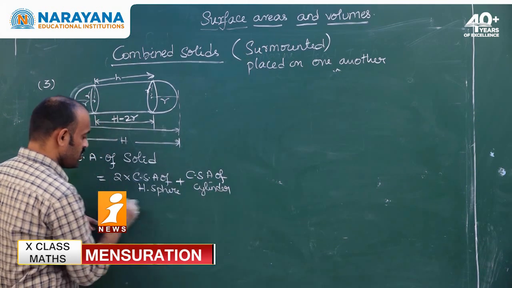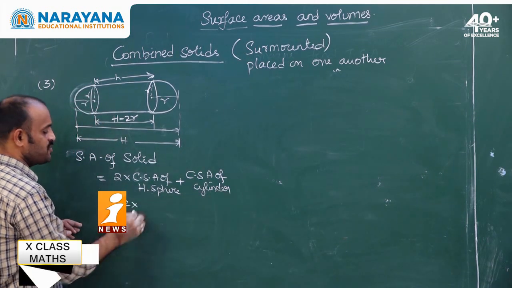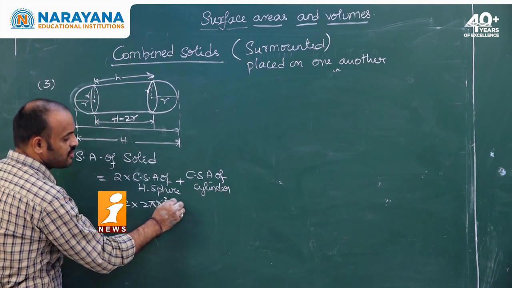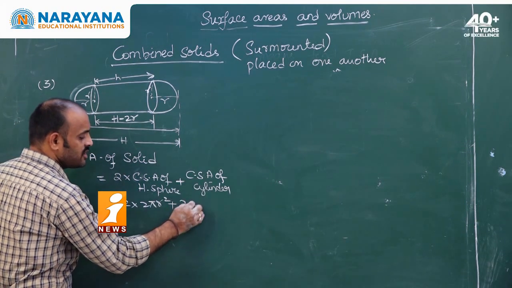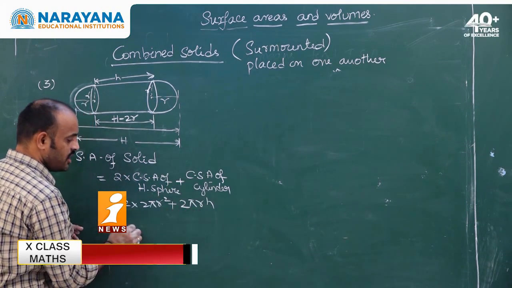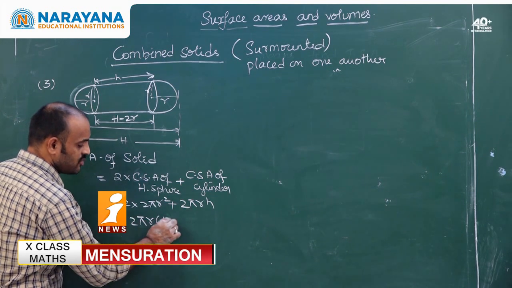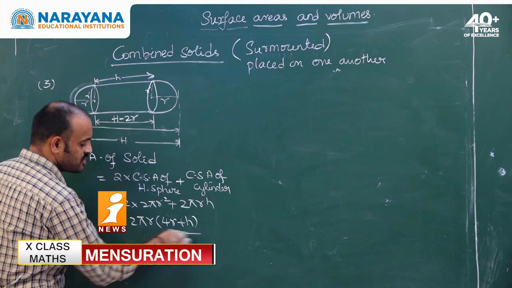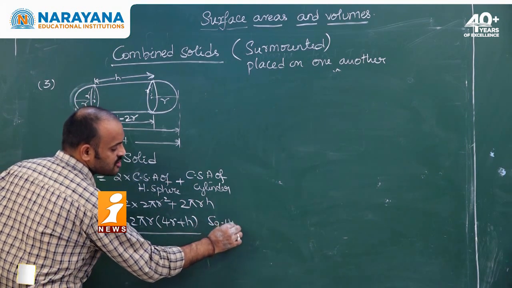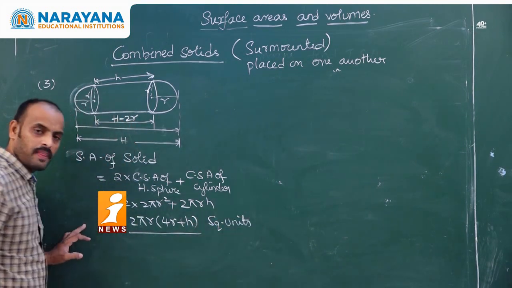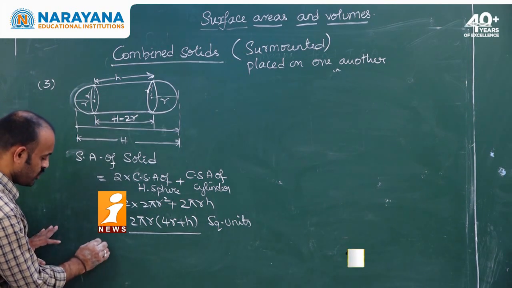cylinder. 2 into, what is the CSA of hemisphere? 2 pi r square. What is the CSA of cylinder? 2 pi r h. I think we can take 2 pi r common in both the cases. 2 pi r into (4r plus h) square units. Okay. Next, volume.